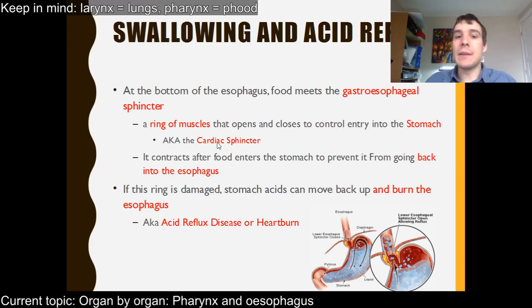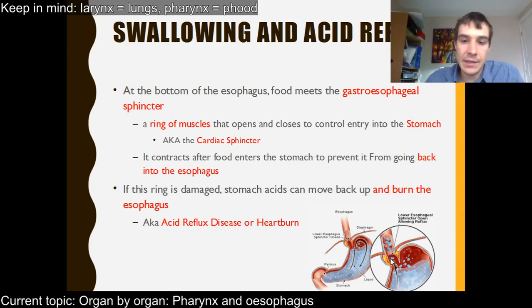It's also sometimes called the cardiac sphincter because if acid ends up coming up there, it feels like a burning sensation right where your heart normally is, because that's also where the esophagus empties out into the stomach, and that's what's called heartburn. The official name is acid reflux disease. So acid because it's stomach acid, reflux because it's coming back up. And that happens when that sphincter opens up by accident for various reasons.